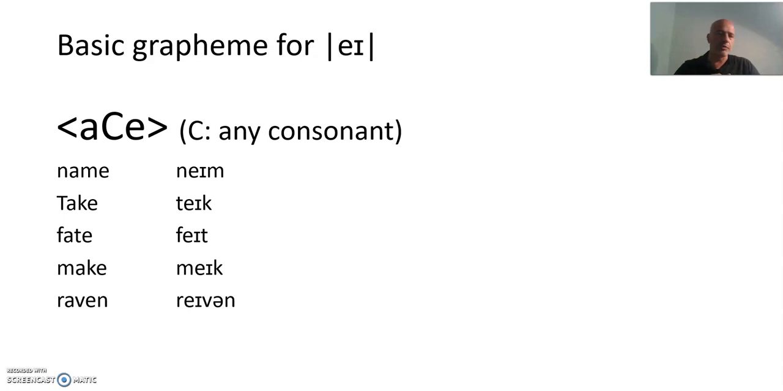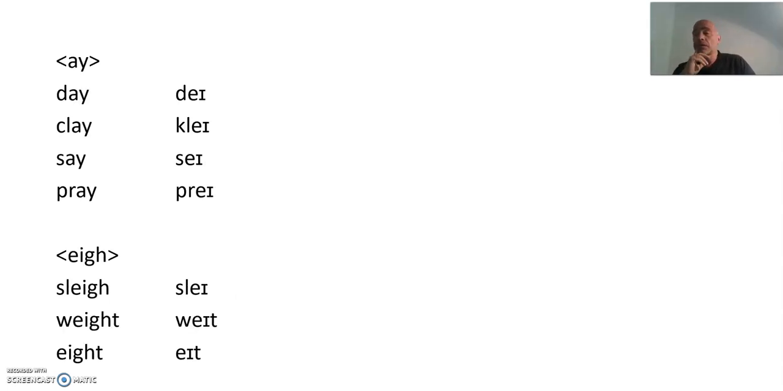the most common spelling is A consonant E. Okay, C stands for any consonant. Okay, and if you look at those examples here, name, take, fate, make, raven, you see the same pattern. Okay, an A, then a consonant, and then an E following. Okay, and this is the most common spelling. So name, take, fate, make, raven, rave, and so on. Okay, but there are other spellings as well, okay?